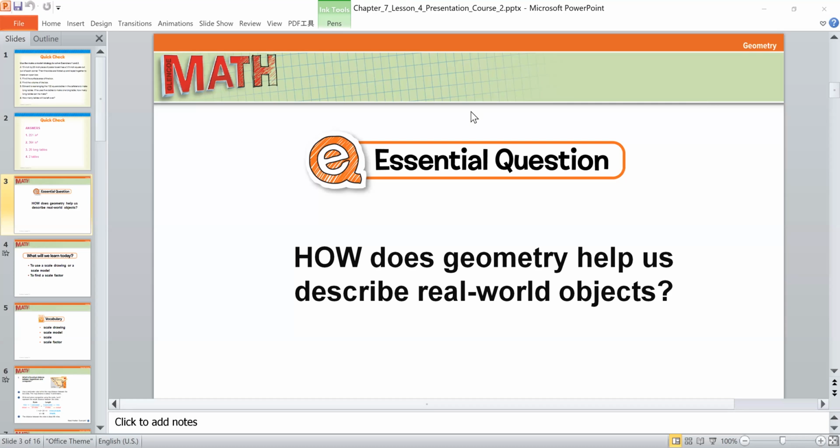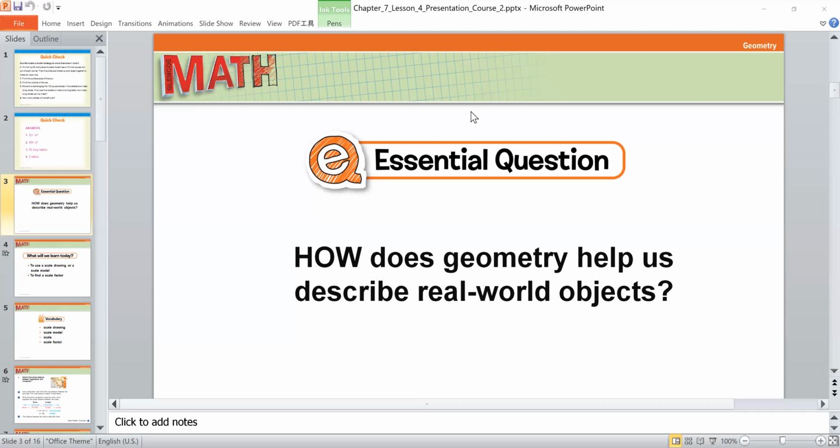Okay, my friend, our lesson today is we'll be talking about the drawing scale, or scale drawing, or scale model. This is a new lesson, okay? Firstly, before we talk about the lesson, we need to set the essential question. What will the essential question be?